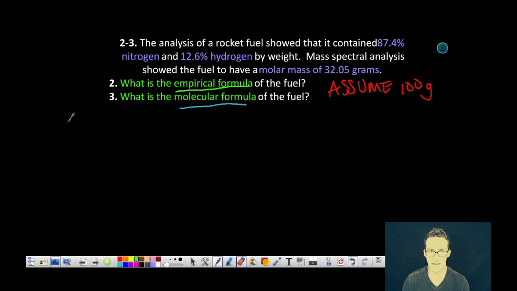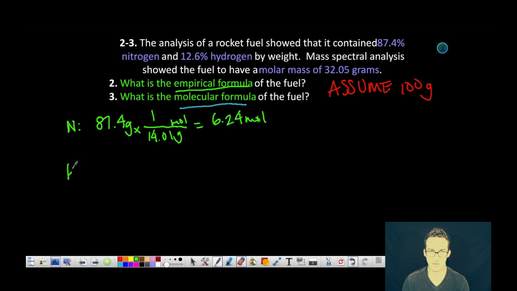So as we take a look at nitrogen, again assuming 100 grams, 87.4% of a 100 gram sample is going to be 87.4 grams. Super easy, right? We are going to quickly convert that to moles. Again, the 14.01 is coming from the periodic table, which means we would have about 6.24 moles of nitrogen in that sample.